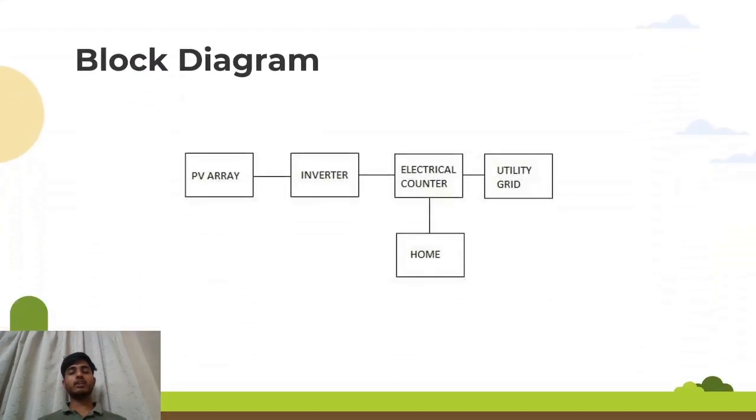Now let us see the block diagram of solar PV system. So basically this is the block diagram of solar PV system. In that there is a PV array, inverter, electrical counter, utility grid.